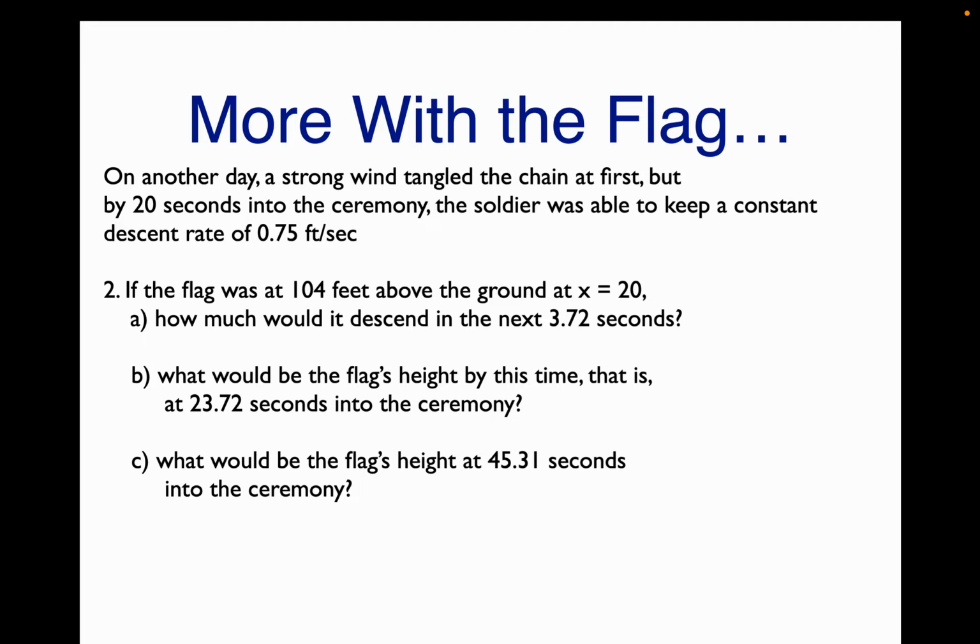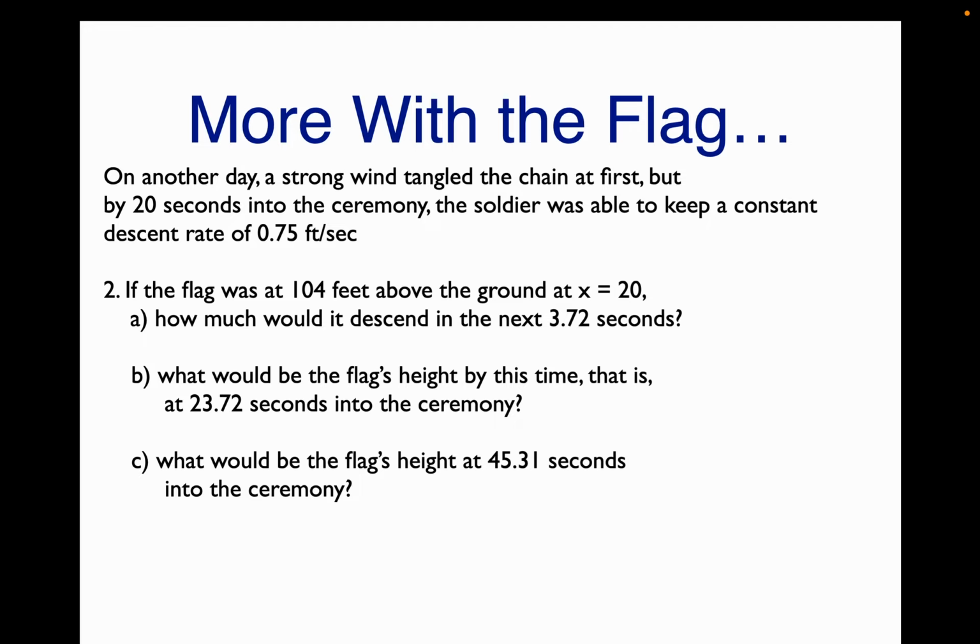Prior to that, all sorts of whatever. So the height of the flag over time was apparently 110 according to the last question, and who knows what happened during that first 20 seconds. It was a bit of a mess. It decreased a little bit, but probably not at a constant rate. But at time 20, I know we were at 104, and we're able to decrease the height evenly from there.